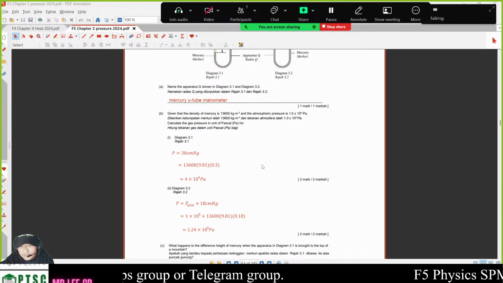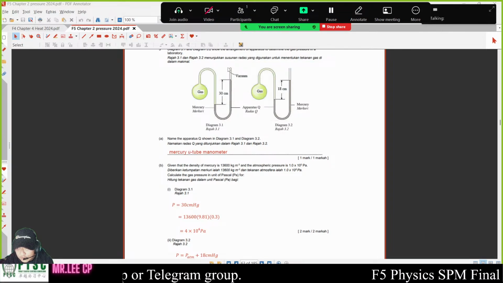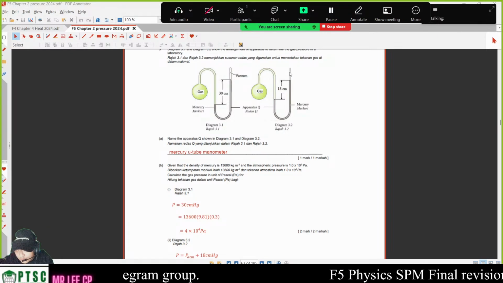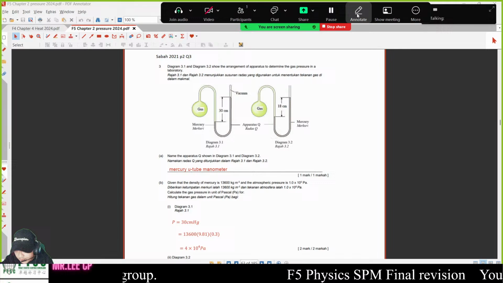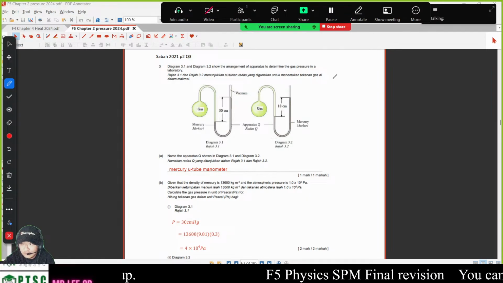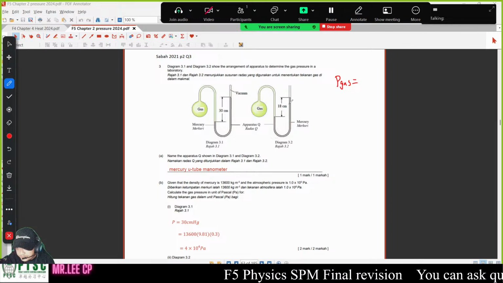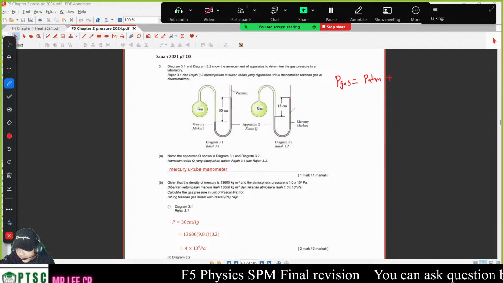Right? So 3.2. Here it is not 0. This one is open. Right? This is not vacuum. This is atmospheric. Atmospheric, how much? They said 1 times 10 power 5. They don't give you 76, so you cannot do anything. So the pressure of the gas is, here is PATM plus 18.